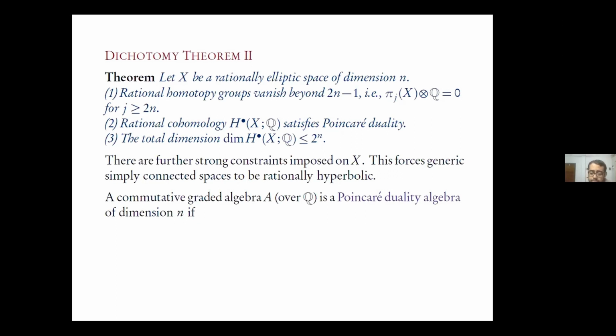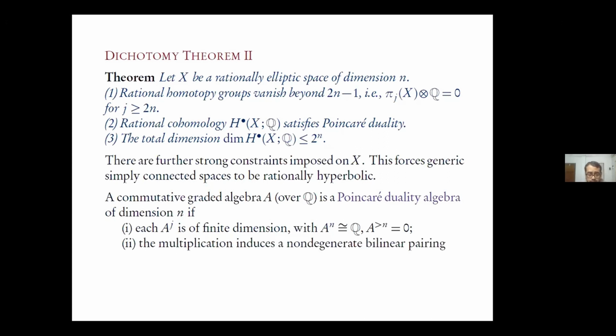So a commutative graded algebra A over Q is a Poincare duality algebra of dimension n if a couple of things happen. I expect A to be like the cohomology of spaces, so it's indexed upward. A is a direct sum of A^j, and each A^j is of finite dimension as a vector space over Q. I also want A^n to be one dimensional over Q, so when I say dimension n, this is what I mean. And I want everything beyond n to be 0. Okay, that's the first thing.